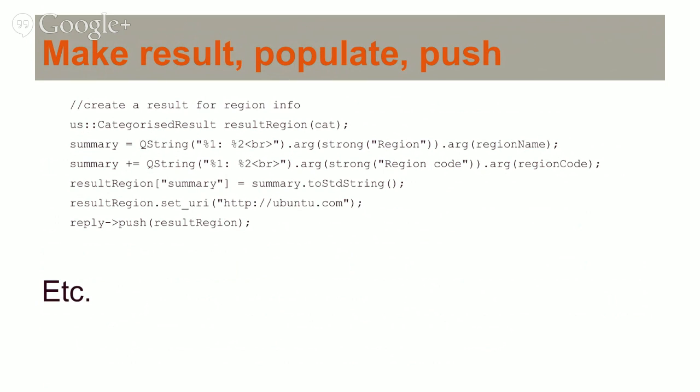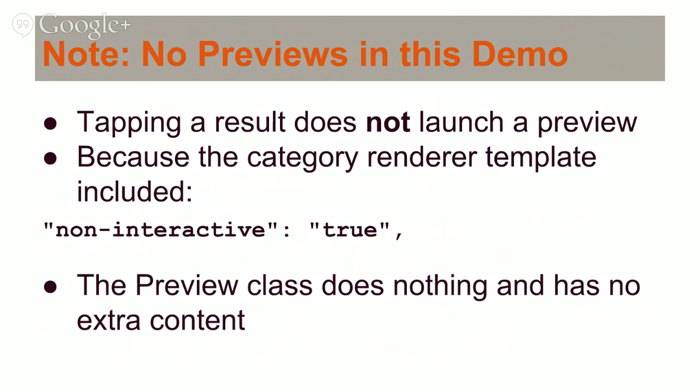I do it again for region information. Pretty much straightforward. And there's a couple more in there which were shown in the original screenshot of the scope, but that's it. So hard code the results. I think I already mentioned this point. Non-interactive in the renderer template means that there's no previews. So if you look at the preview class in my branch, it adds no extra content. It's just the class bare essentials, not needed in this case.